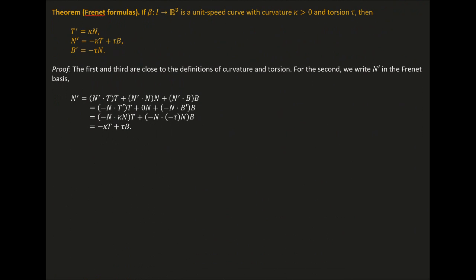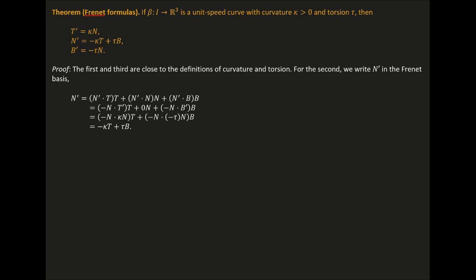Now we have a theorem which gives us these Frenet formulas. The Frenet formulas are ordinary differential equations that we have built into the way that the Frenet frame field has been defined. So given a unit speed curve beta with positive curvature kappa and torsion tau, then the Frenet formulas are T prime equals kappa n, n prime equals negative kappa t plus tau b, and b prime equals negative tau n, which are pretty simple to look at, but they turn out to be very convenient.